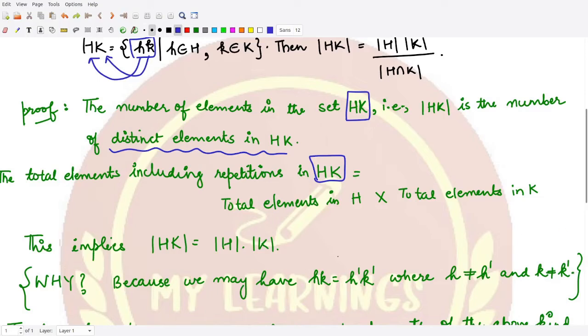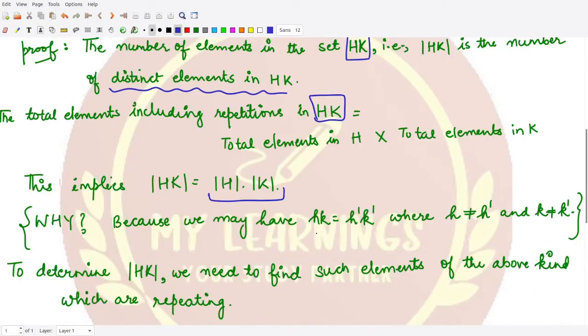Now why is this so? Why are we able to write the order of HK as the product of the order of H and the order of K? In fact, this product would contain repetitions also, because we may have elements of this kind, hk, where the product is equal to h'k', where h is not equal to h' and k is not equal to k'. However, their products could also be the same. For example, if we have the number 4 times 3 and the number 6 times 2, the numbers are different, however the product is the same. So there may be repetitions of such kind in HK.